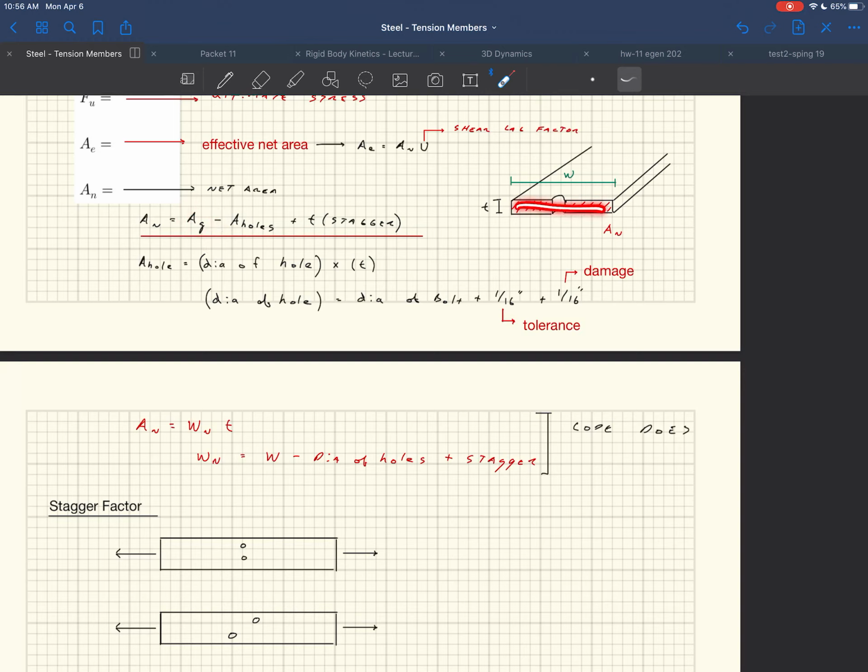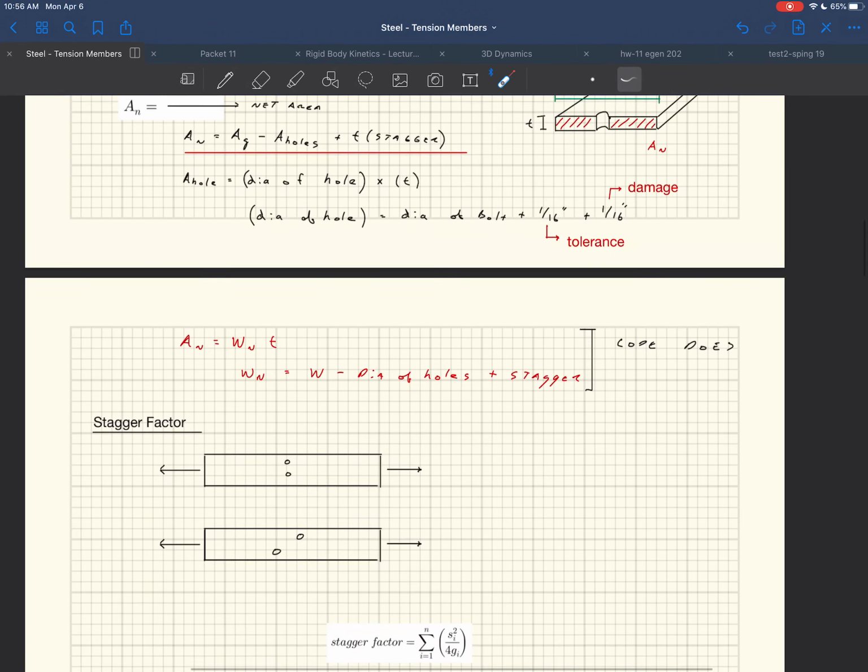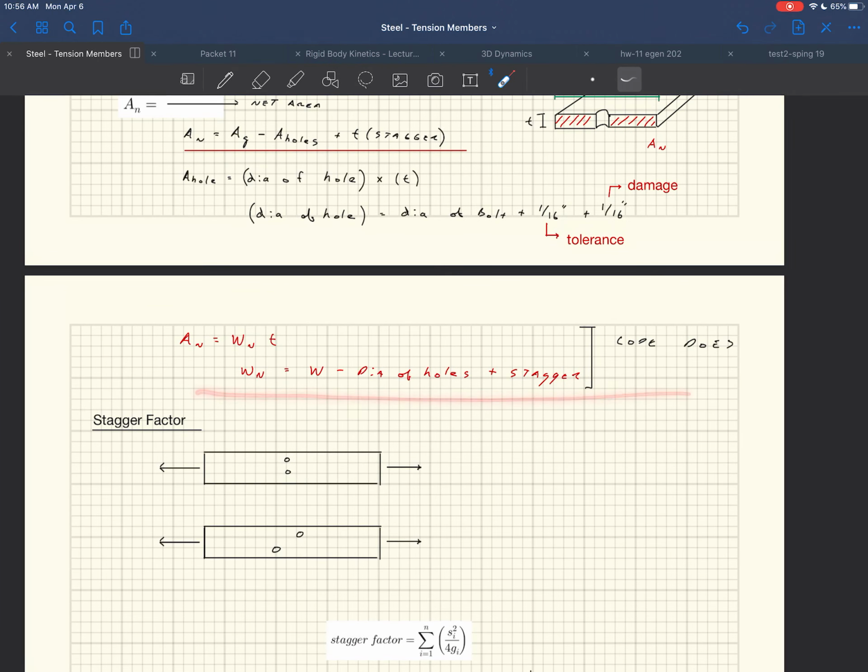Whereas if you do it this way, you take a gross area, it'll take into consideration that you have a leg here and a leg here. But either way, just wanted to be clear that the code has a slightly different definition of what the net area is, but officially that's what the effective net area is.